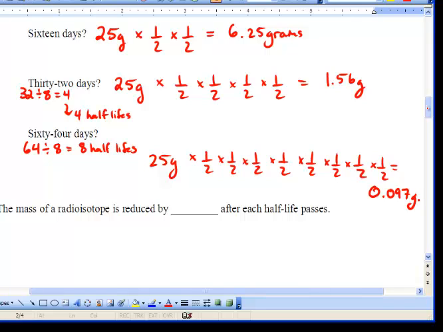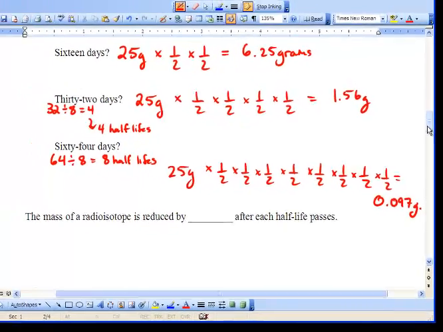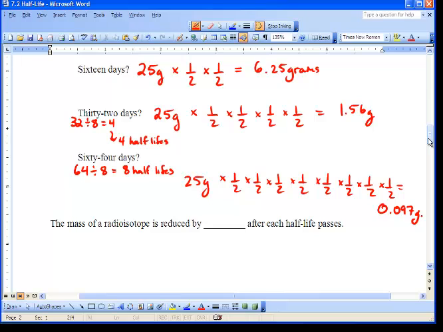So what you can start to notice is each half-life is an independent event. You start with a certain amount, you cut it in half after a half-life, and then that new amount you cut in half again. The mass of the radioisotope is reduced by half after each half-life passes.